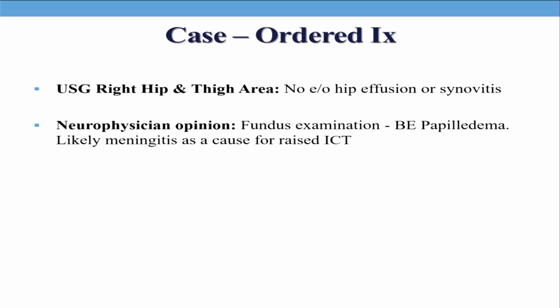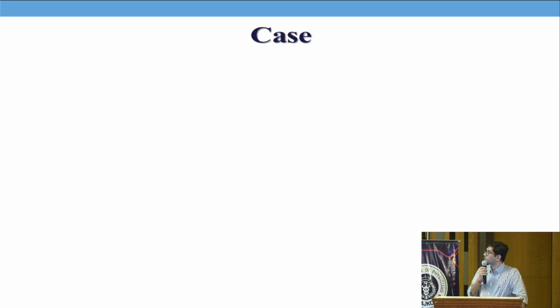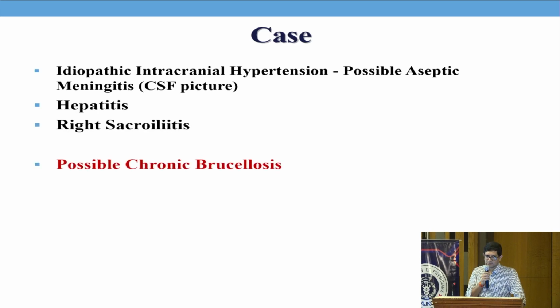He suggested that it is likely an asymptomatic meningitis-like picture because her CSF routine was showing 30 cells, which is still high. So most likely it is a meningitis that is causing the raised intracranial hypertension, aseptic or viral or bacterial, whatever it is, and most likely this is possible chronic brucellosis. The word possible is used because you cannot prove it by serology. This diagnosis can only be proven by treatment and clinical response.